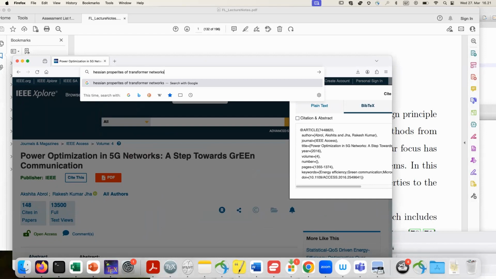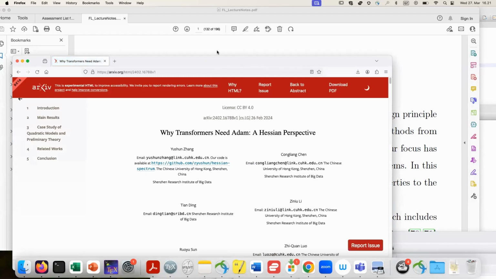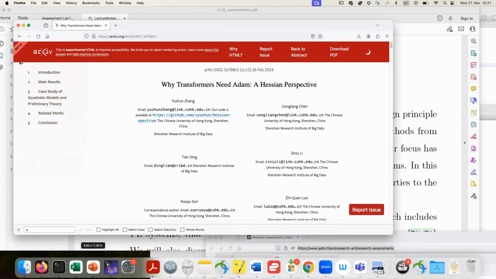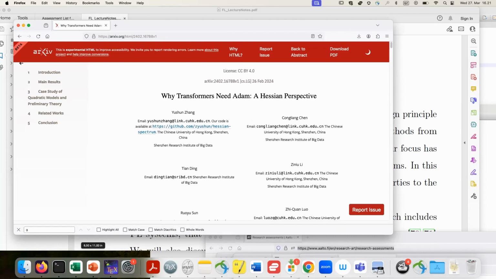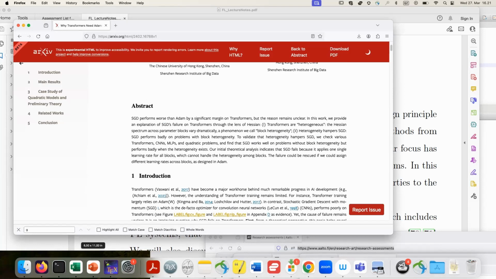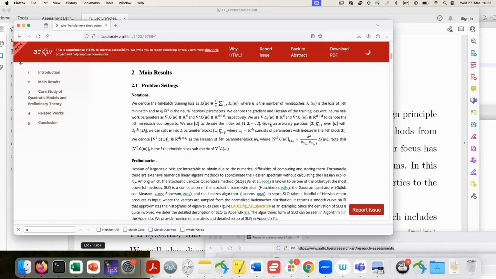Of course, I have tested this stunt before. So yeah, there's a recent paper: Why transformers need a Hessian perspective. So Hessian doesn't mean it comes from the state in Germany, but the Hessian is the Hessian matrix. These are the second order derivatives organized into a matrix of the loss function. And this paper seems to try to, yeah, here is the definition. These are the mixed partial derivatives of the loss function.